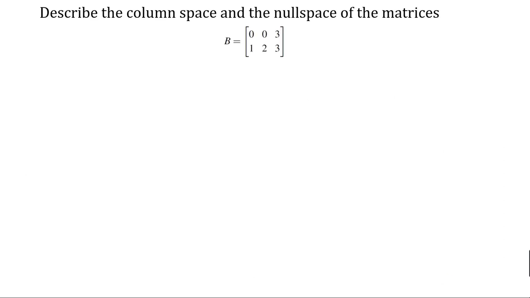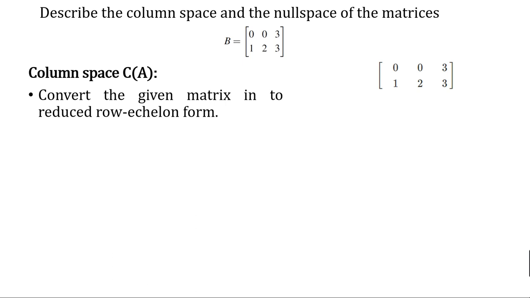Alright, let us describe the column space and null space of a given matrix. The first procedure is to reduce the given matrix into reduced echelon form. This is the given matrix. It is not in reduced echelon form, so it should be converted into reduced echelon form. For that, swap row 1 and 2. These two are swapped here.